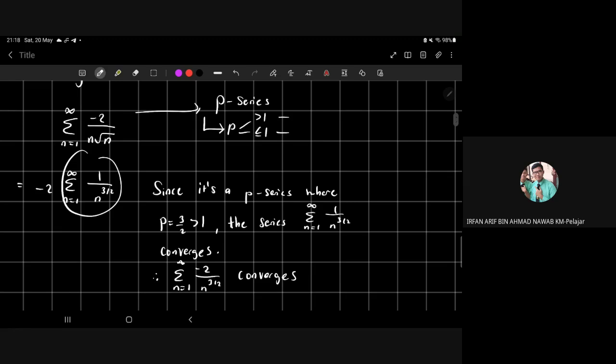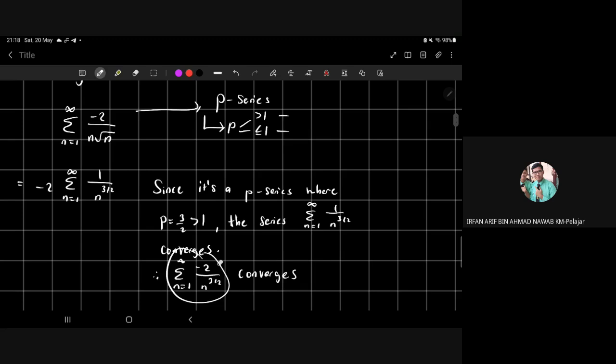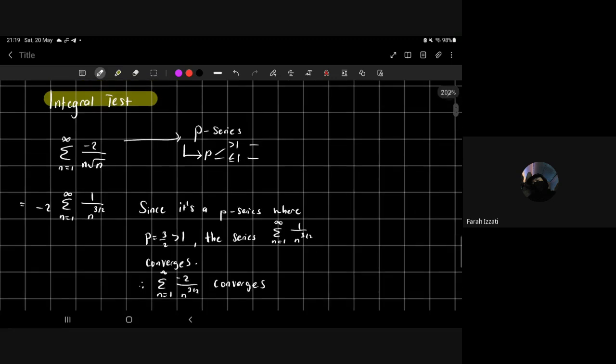Then you could give a sentence on why you're saying it's converging. And then you conclude that the multiple of -2 also converges, just like that. Okay, I see. So for this question, it's easy to see, so there's no need to continue with the integral. So if we cannot get it in the form of a P series, then that's when we can try the integral. Is it?